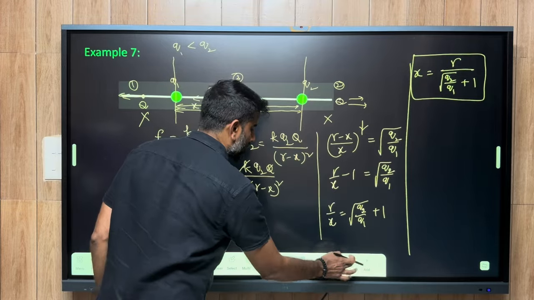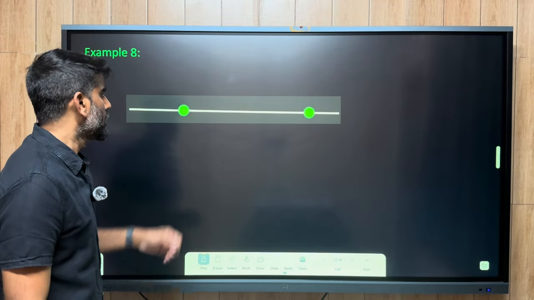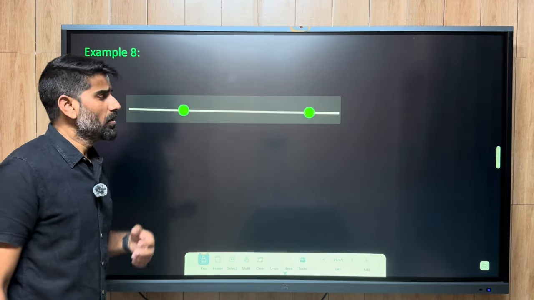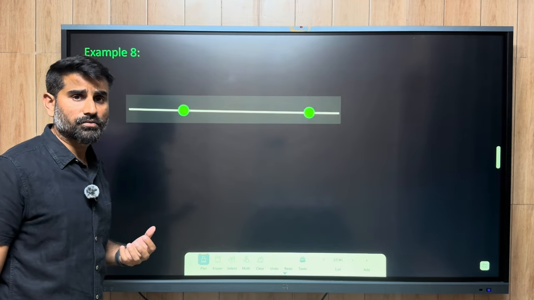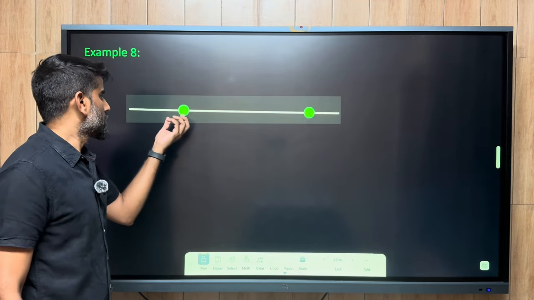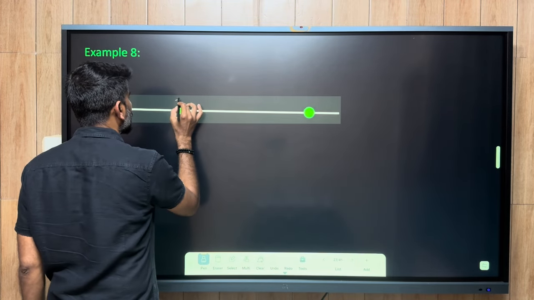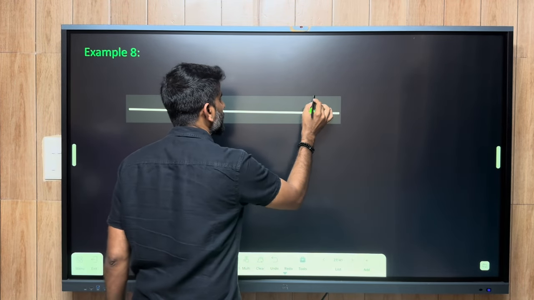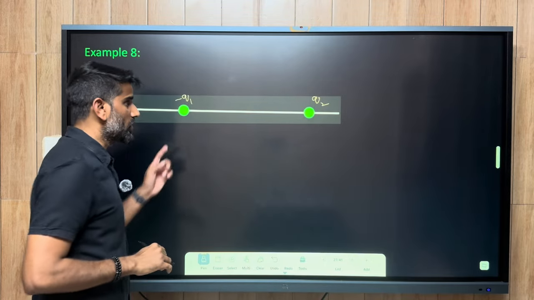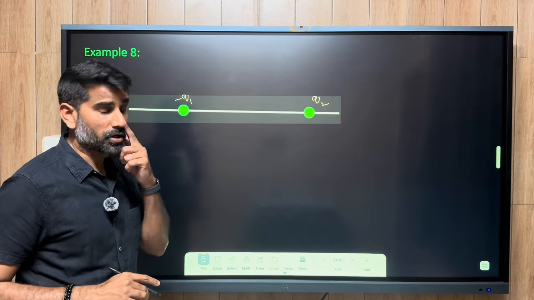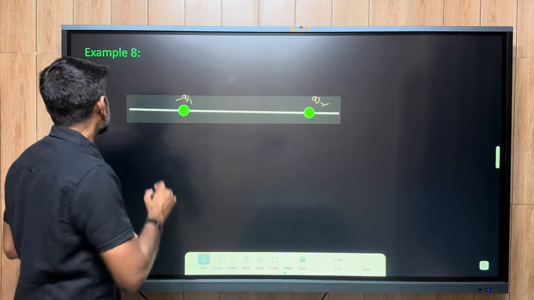Okay. Let's move on to the next example. I am going to define this example again. In the earlier example, we have learned that the charges are of same nature. But in this case, I am going to take minus q1 here and q2 here, plus charge. Now, in this case, the two charges are of opposite polarity.